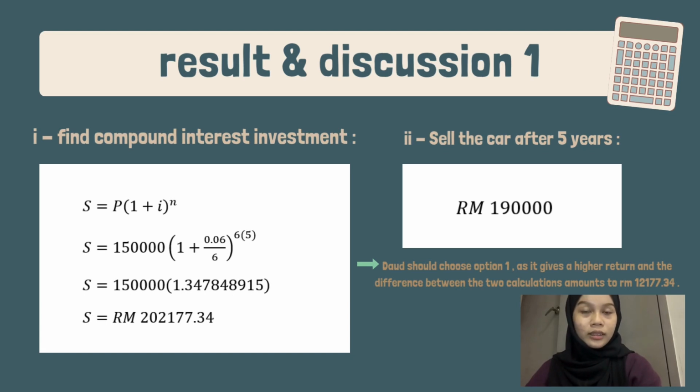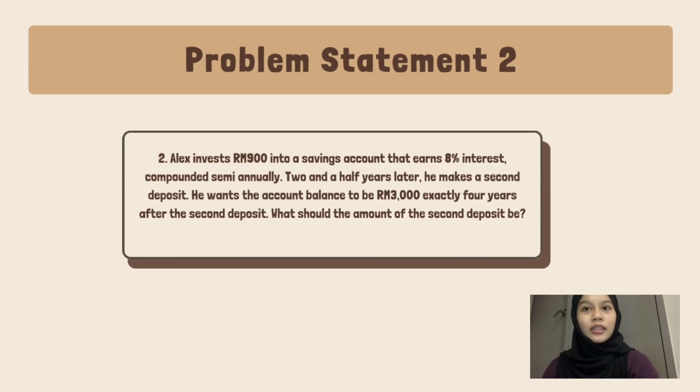So for the final answer, Daud should choose option 1 because it gives a higher return, and the difference between the two calculation amounts to 12,177 ringgit 34 cents.